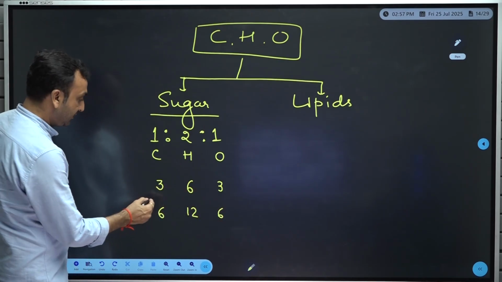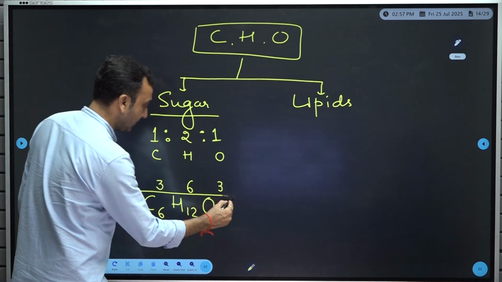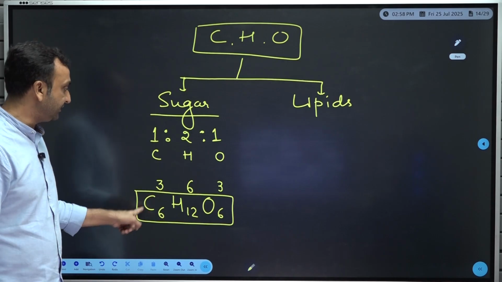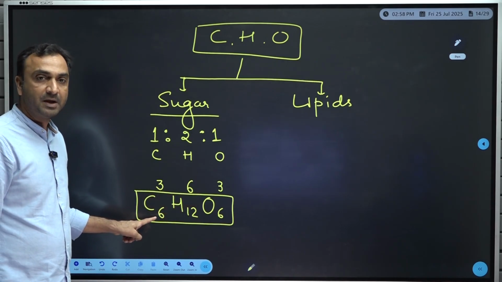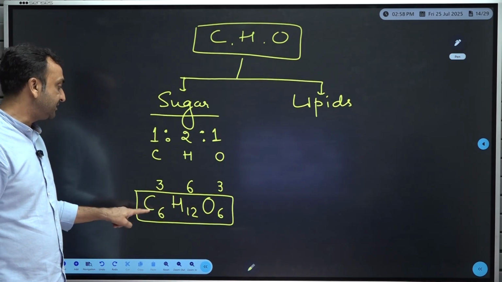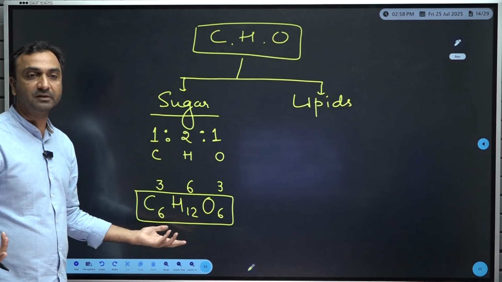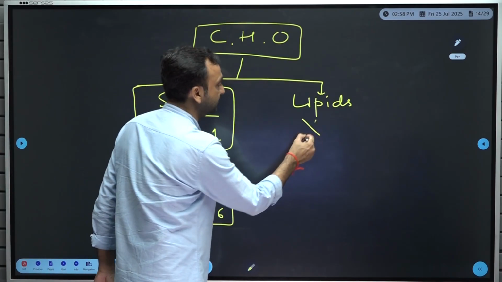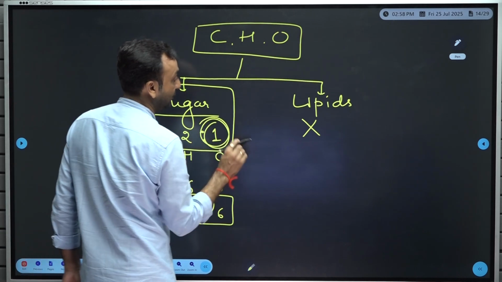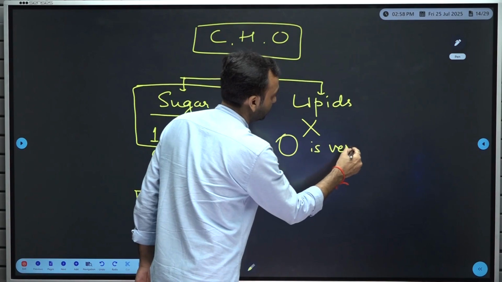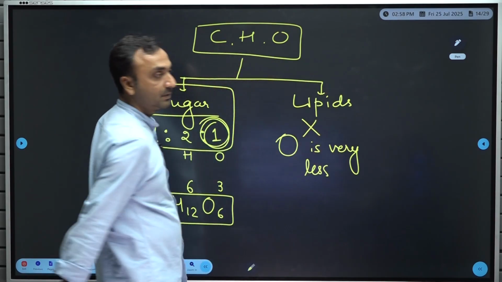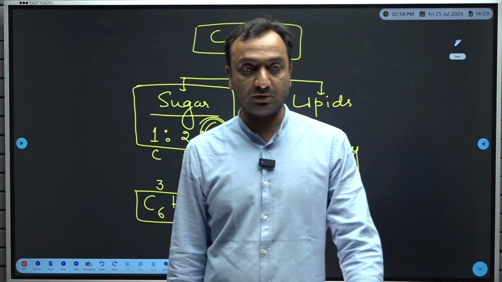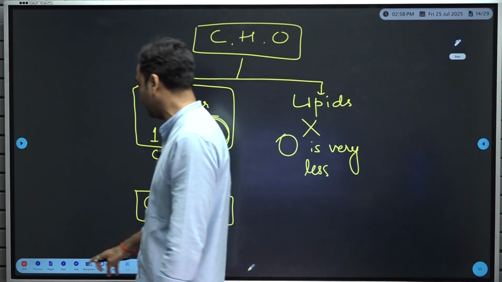Shall I give you the example? C6H12O6, and you know this molecule is glucose. Glucose molecule C6H12O6. You can easily count here, divide these numbers by 6, so 1:2:1 ratio. Clearly you can see this ratio of sugar is 1:2:1. Lipids do not show this because lipids have very little oxygen. So there is a comparison between the molecule of sugar versus the molecule of lipids.